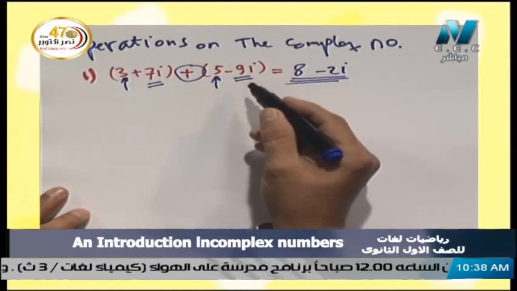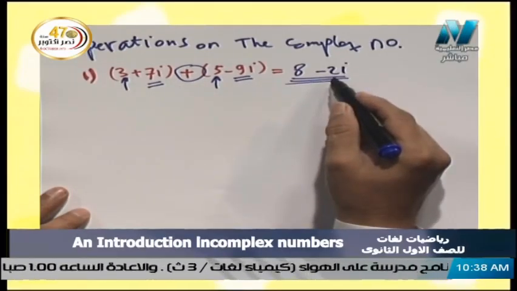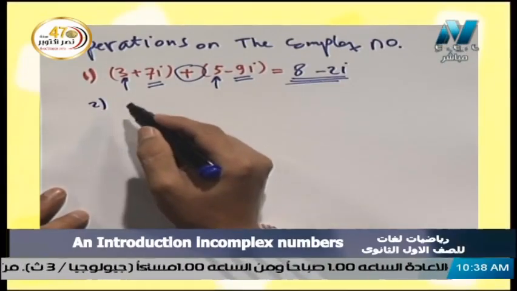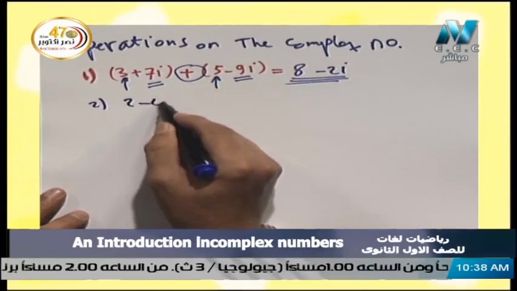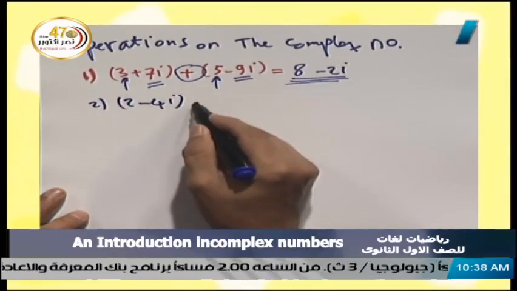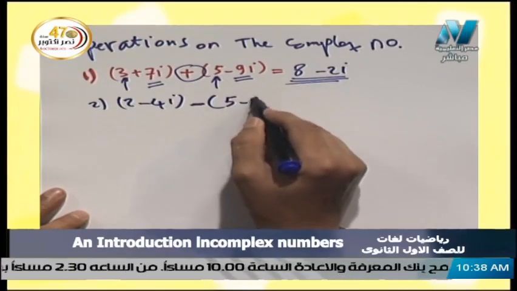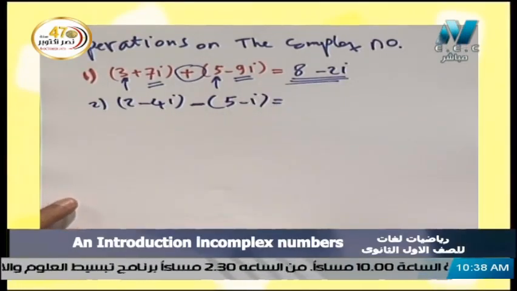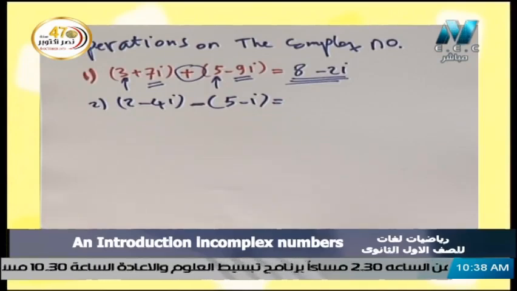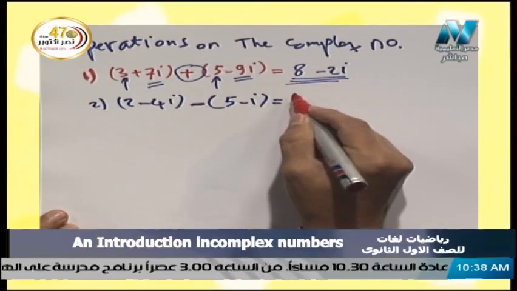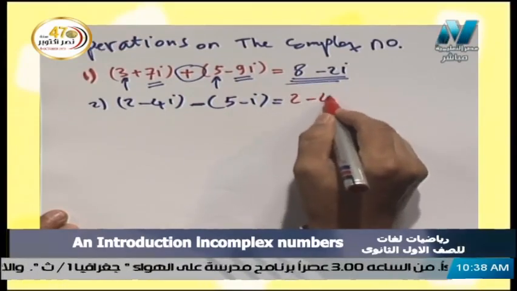Adding two complex numbers gives another complex number. We have another example. If we have 2 minus 4i minus the bracket 5 minus i, we can release the bracket now.